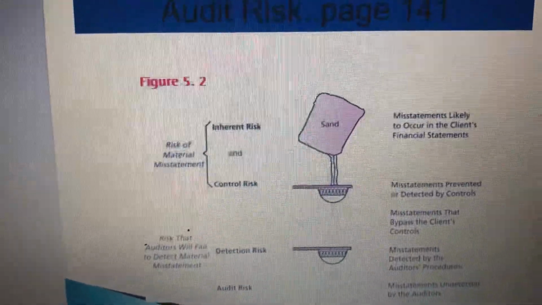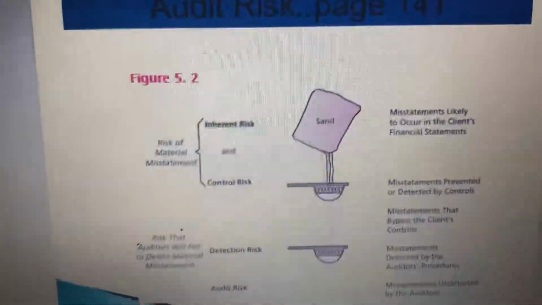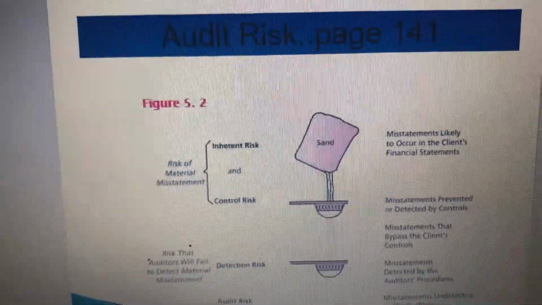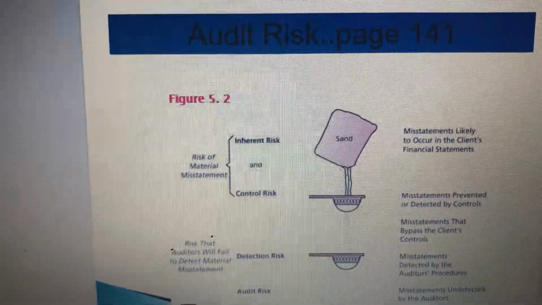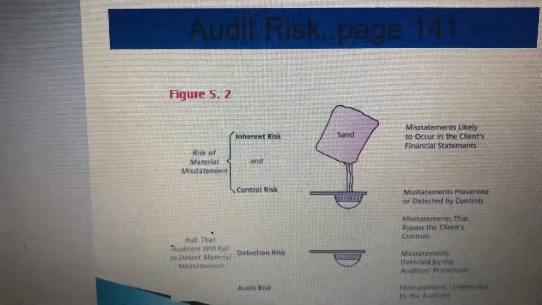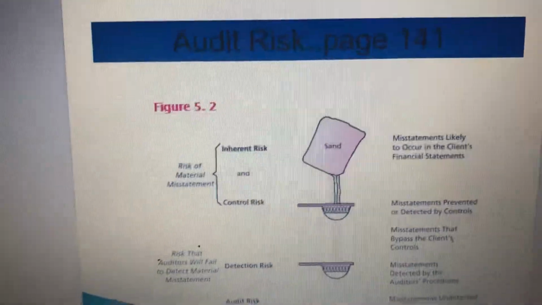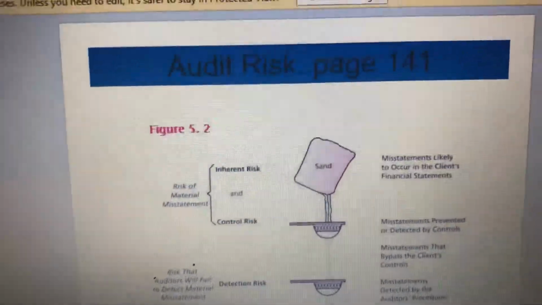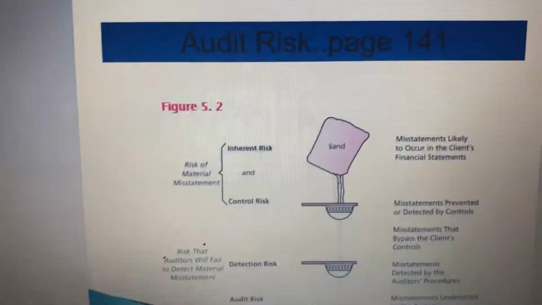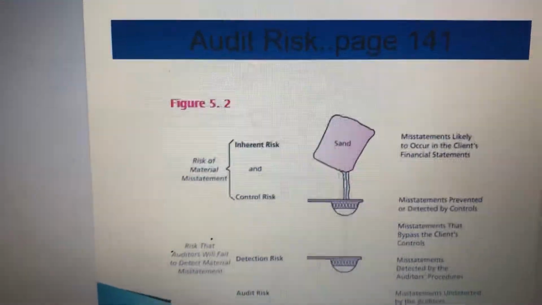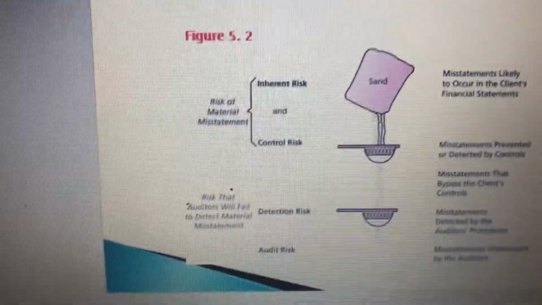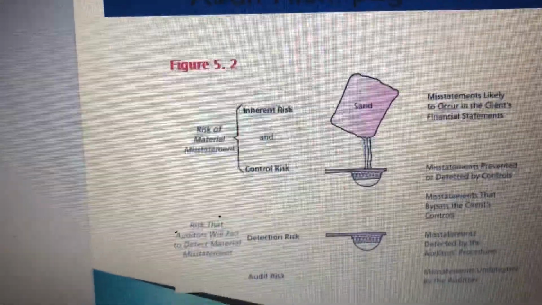So assume that you don't have proper changing of passwords on technology. You don't have secured assets. You don't have them locked away where they should be. You don't have your employees who handle cash insured. So somebody steals some cash and you don't have the insurance to cover that. Those are some examples. Now, detection risk comes in with the auditors.